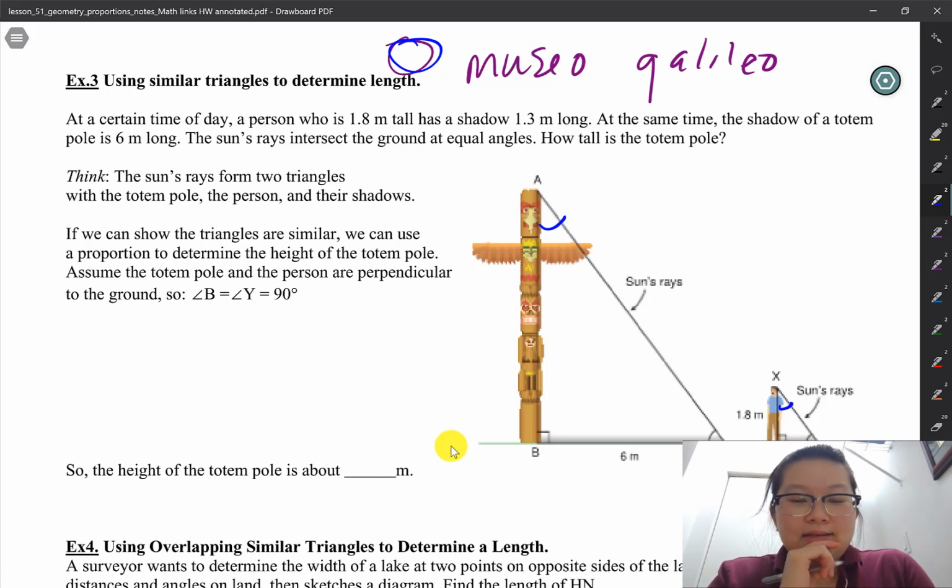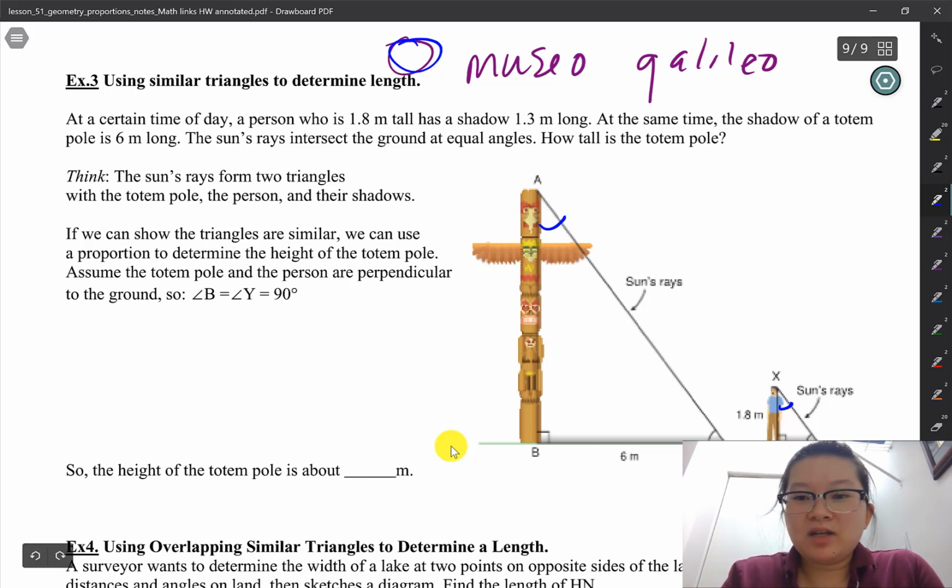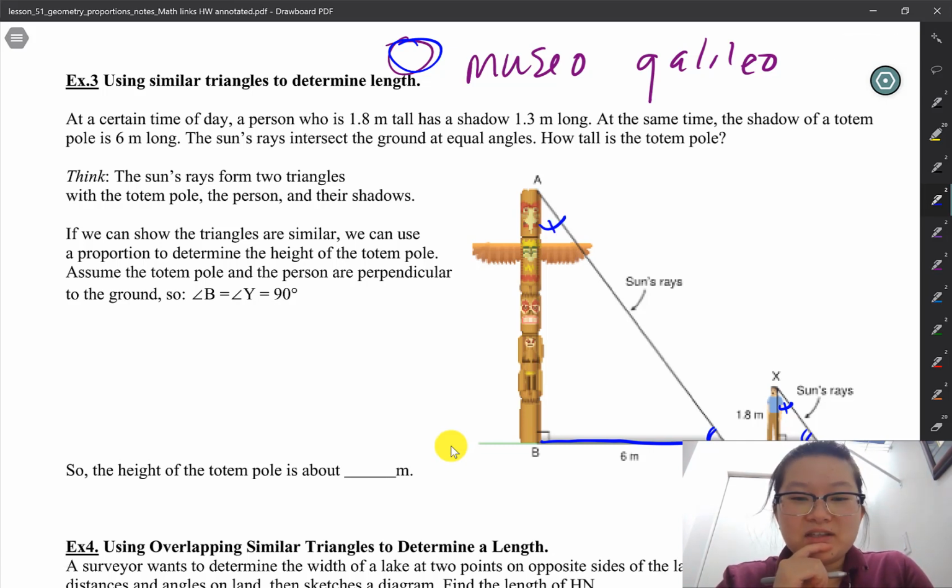Okay. So here's the question. At a certain time of day, a person is 1.8 meters tall and has a shadow of 1.3 meters. At the same time, the shadow of a totem pole is 6 meters long. So that's a shadow here. And the sun's rays intersect the ground at equal angles. Okay, so they talked about how in these triangles, this angle here is the same. But I just kind of talked about from a science perspective how these two angles are also the same, because the rays from the sun will be parallel to one another if we are talking about a faraway distance.